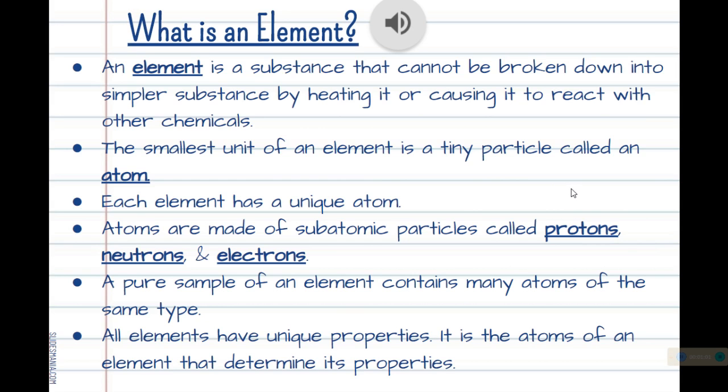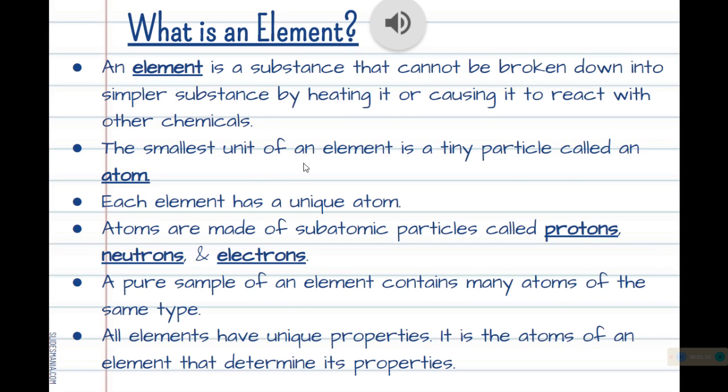So the first thing I want you to do when you get to this slide is click right here. You'll notice there is a play button. Play this first. It's going to tell you all about the element. It's going to tell you that an element can't be broken down into simpler substances by heating or causing it to react. So an element is one substance that cannot be broken down.